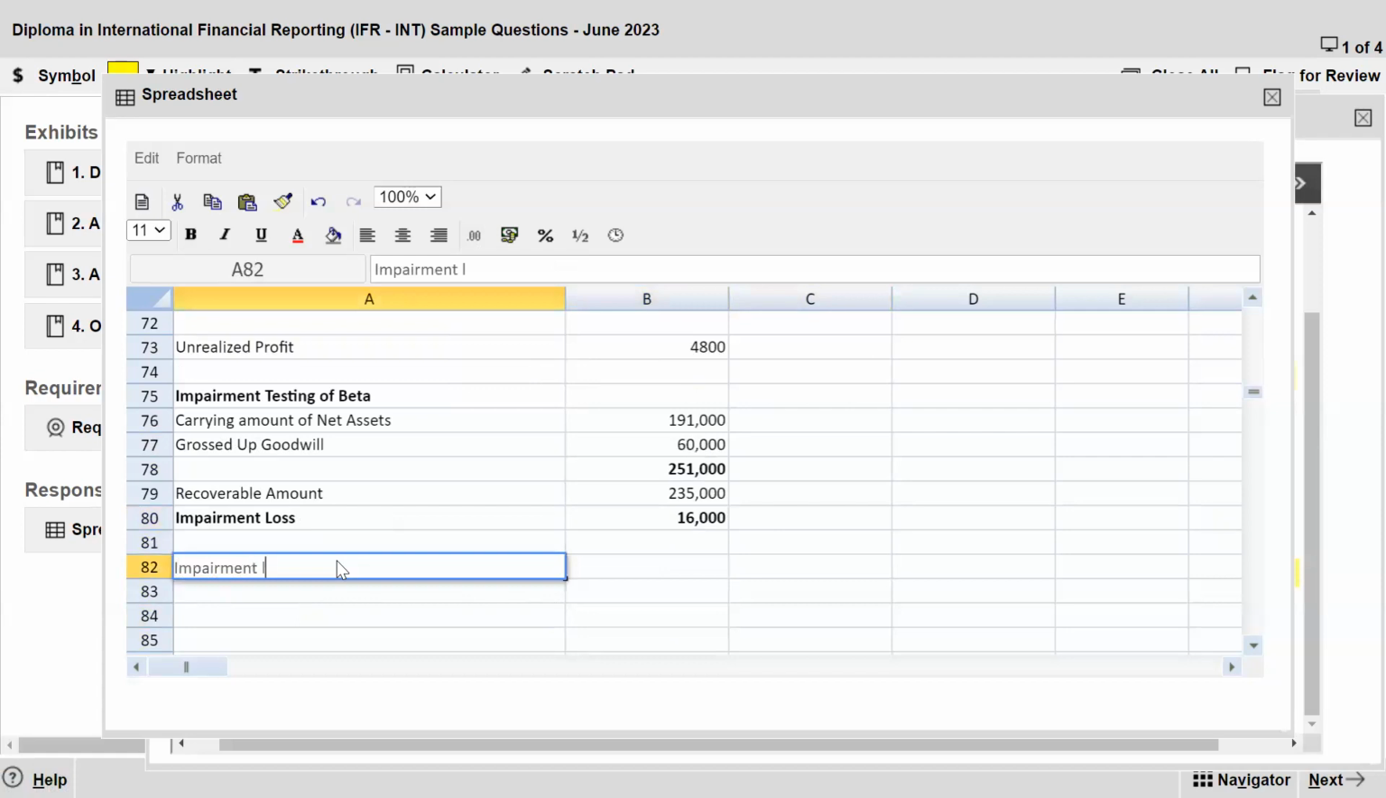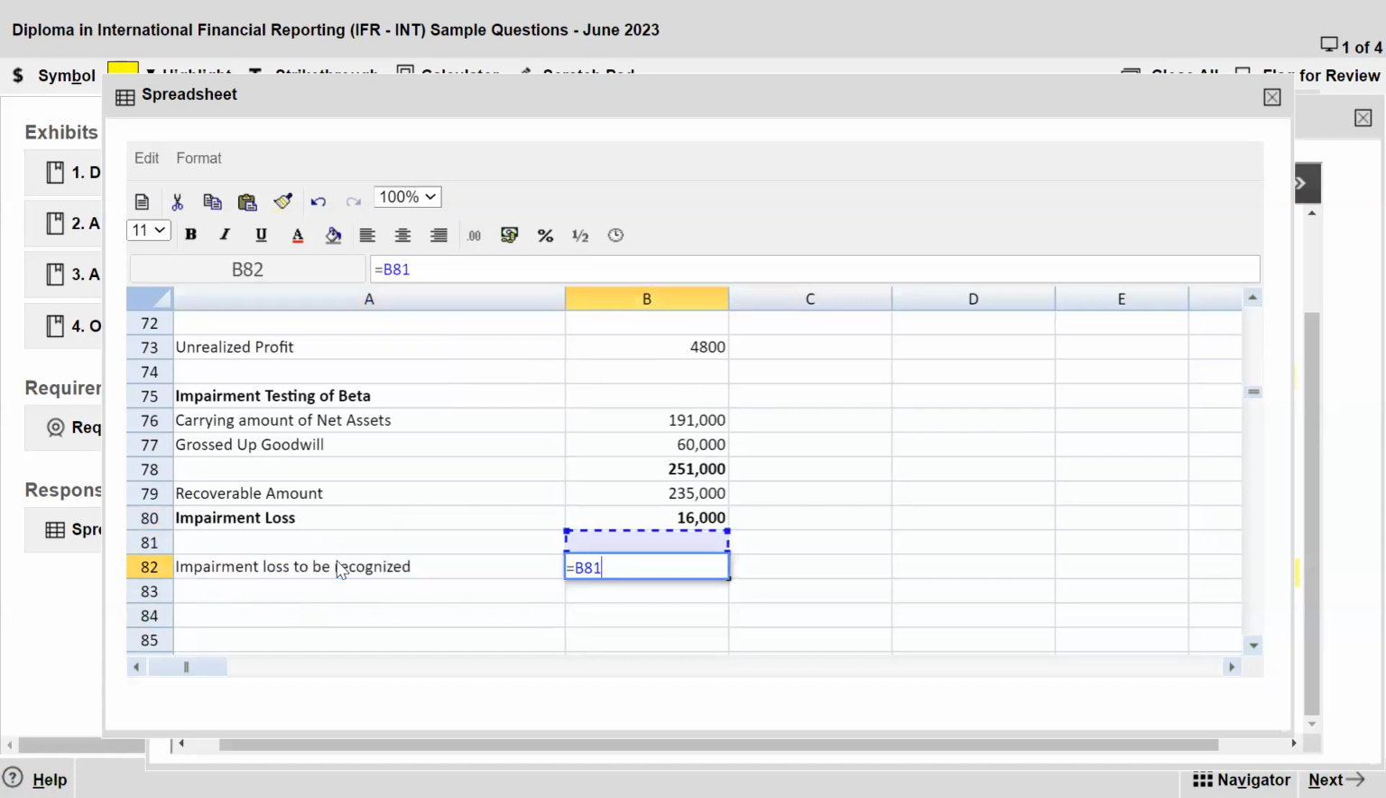The impairment loss to be recognized is 16,000 multiplied by 80%, which is 12,800. 16,000 multiplied by 20%. It's 12,800.